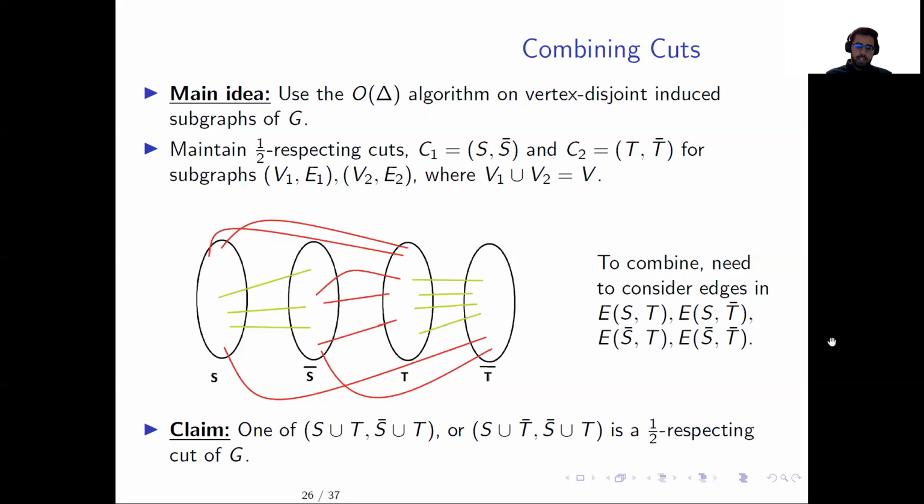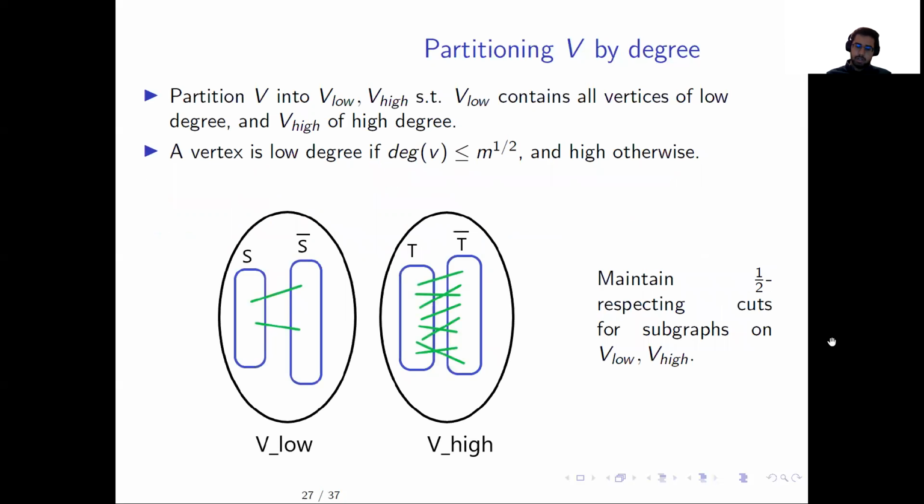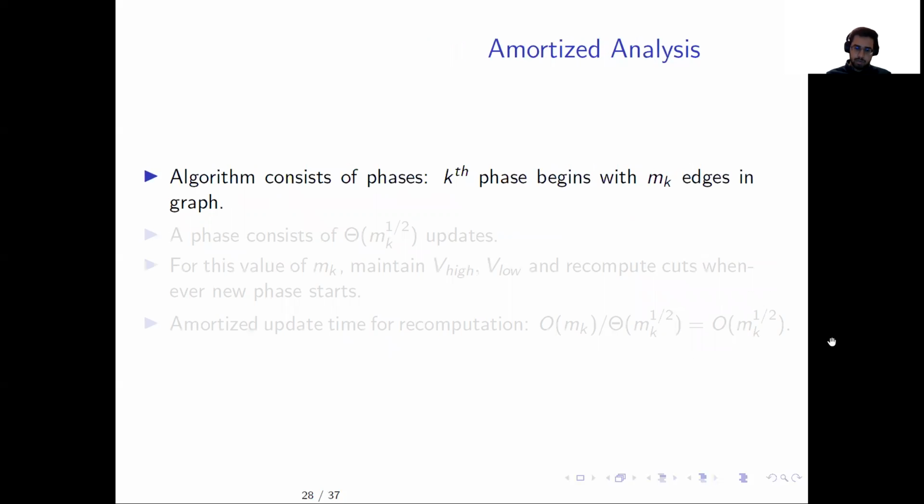So all we need to do now is find an efficient partition which allows us to reduce the update time. So we partition V into high and low degree vertices. A low degree vertex is simply a vertex with degree less than square root of m. Otherwise, it's a high degree vertex. We separately maintain half respecting cuts on the sets of low and high degree vertices respectively.